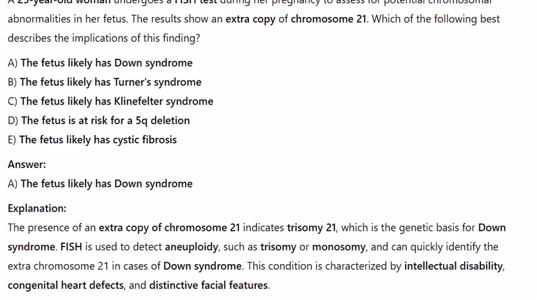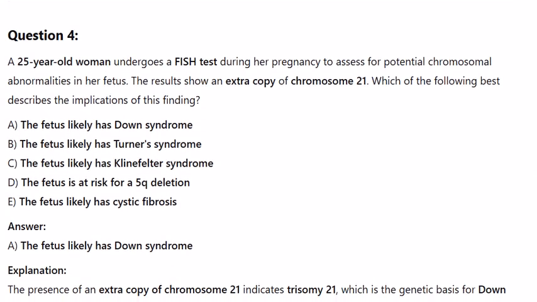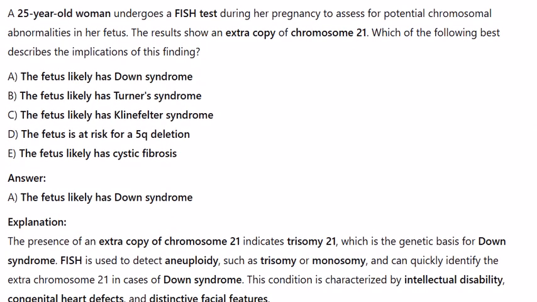Question 4. A 25-year-old woman undergoes a FISH test during her pregnancy to assess for potential chromosomal abnormalities in her fetus. The results show an extra copy of chromosome 21. Which of the following best describes the implications of this finding? A. The fetus likely has Down syndrome.